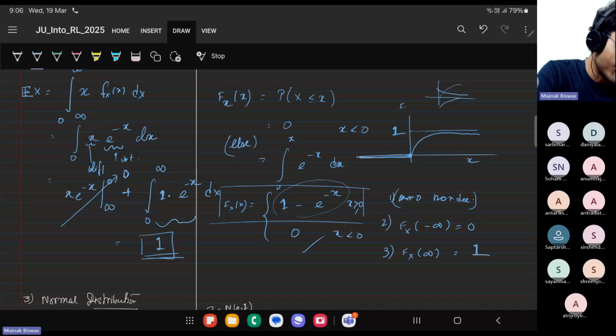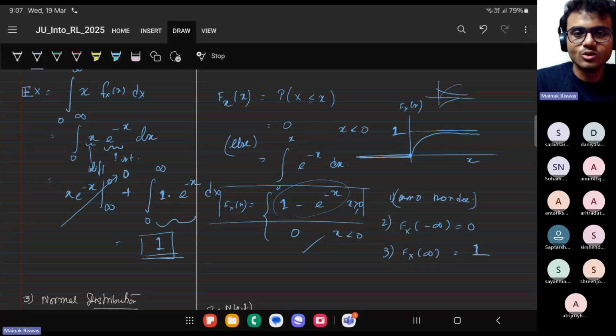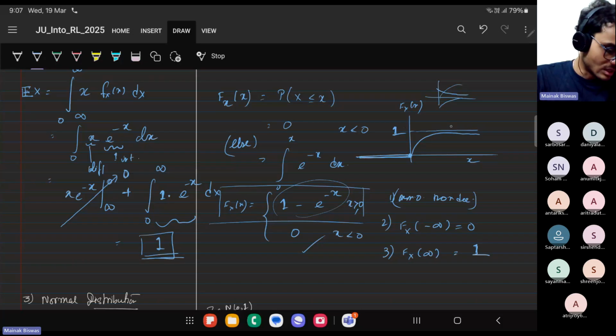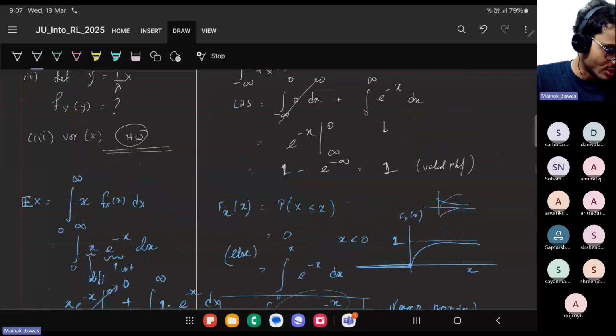This is your CDF. In case you are wondering how I did it, when you take a minus, you reflect it on the x-axis, and when you add a constant, you shift it upwards. That's what I did. This is how it will look, but that is more calculus than probability, so that's fine. So please do the variance question.